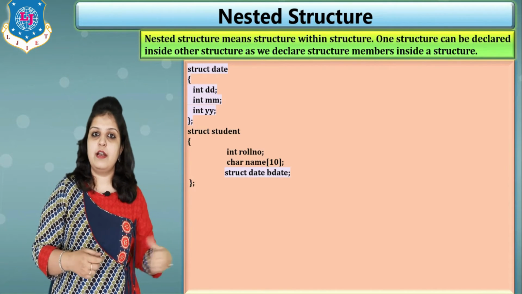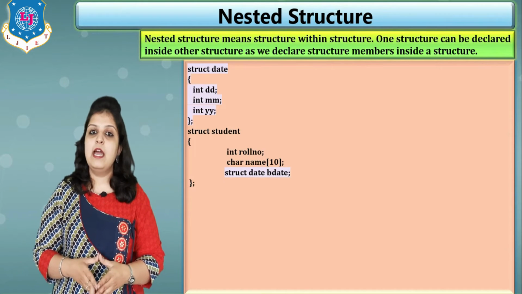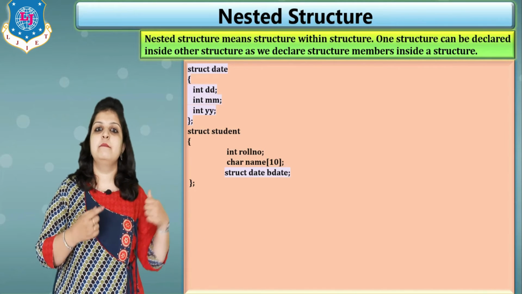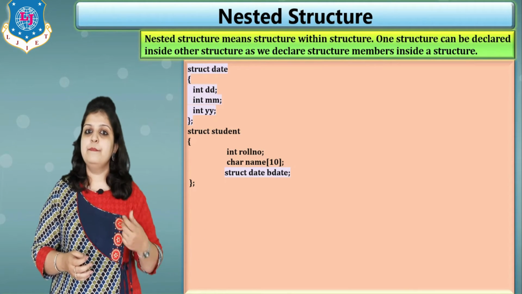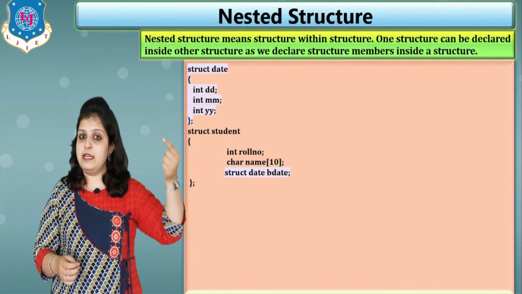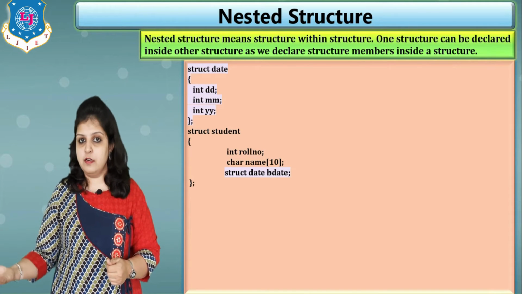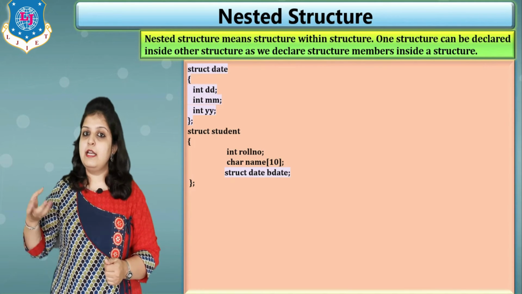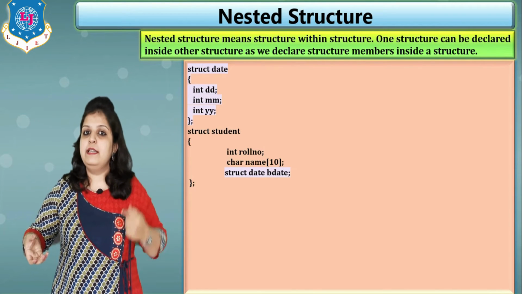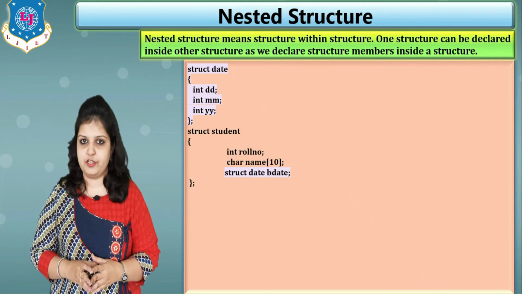How? First of all write the keyword struct, then our structure name, date, and for date we have to declare one structure variable. So I am declaring bdate. So bdate is a structure variable of our date structure, which we have to declare inside our student structure. Suppose you have defined another structure for employee, then in employee you can use the same date structure by declaring another structure variable inside the employee structure.